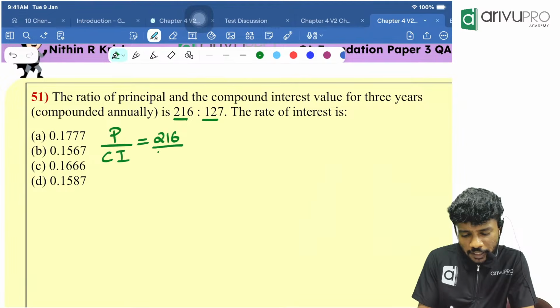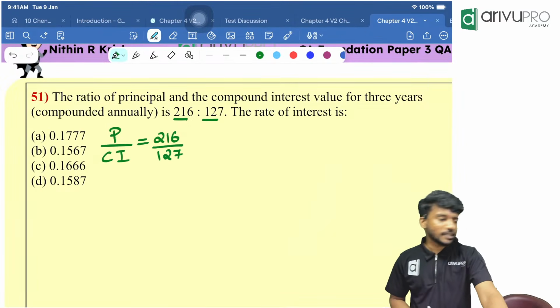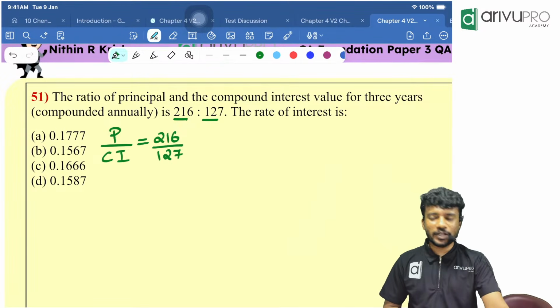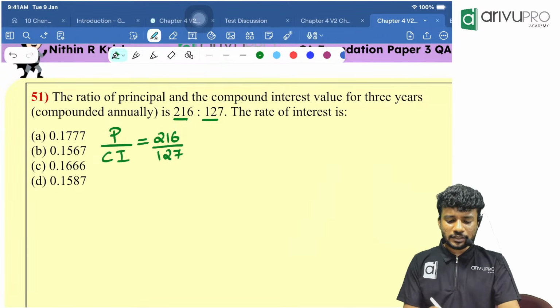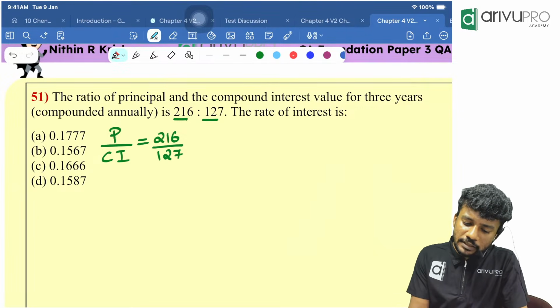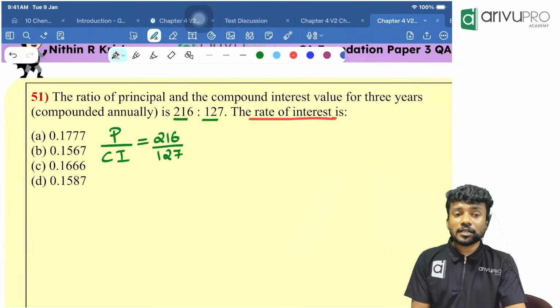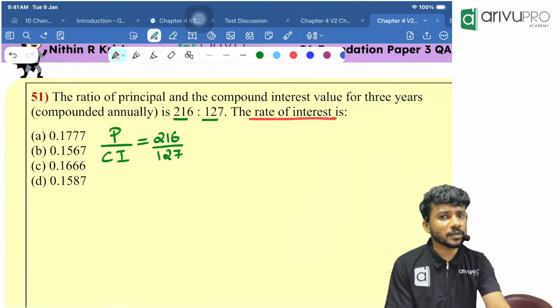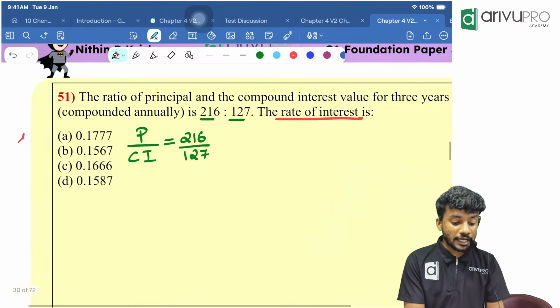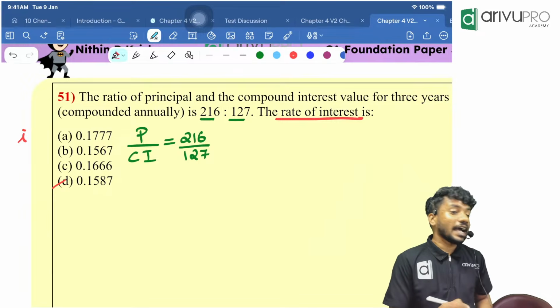216 divided by 127. Okay, that is the first case. Principal divided by compound interest is nothing but 216 divided by 127. Then what are they asking us? Rate of interest is how much? The given value is the rate of interest value. But is it given in percentage or decimal? Decimal. That means the I values are given in the options. One of the options is our I value.